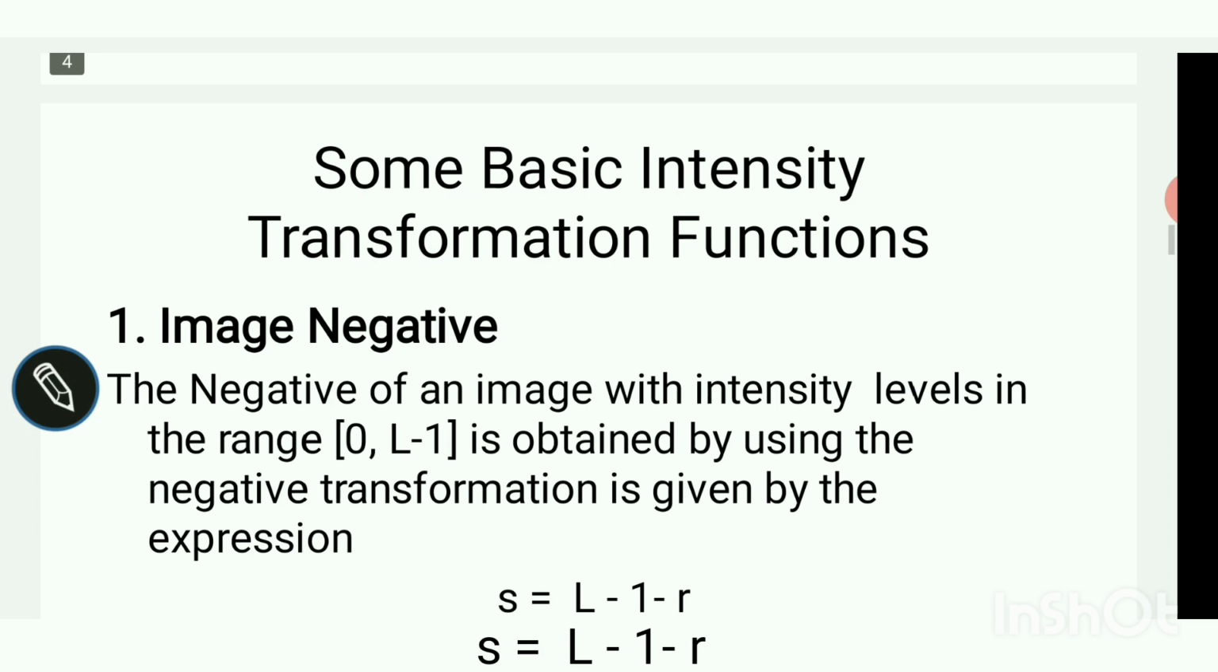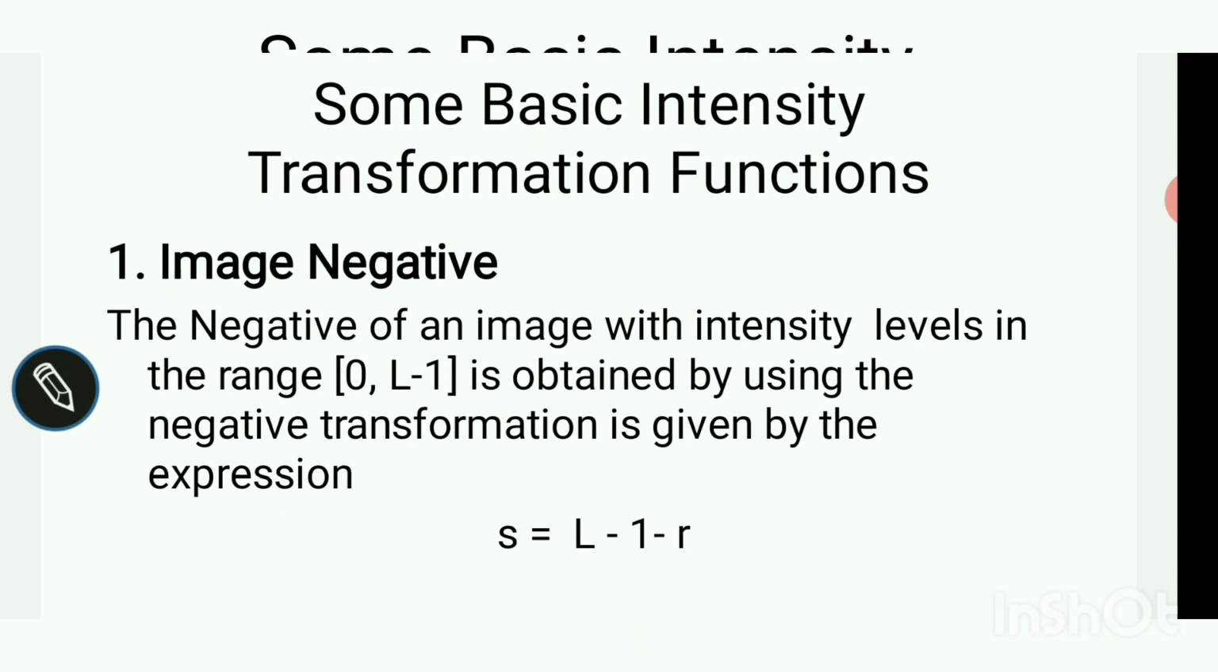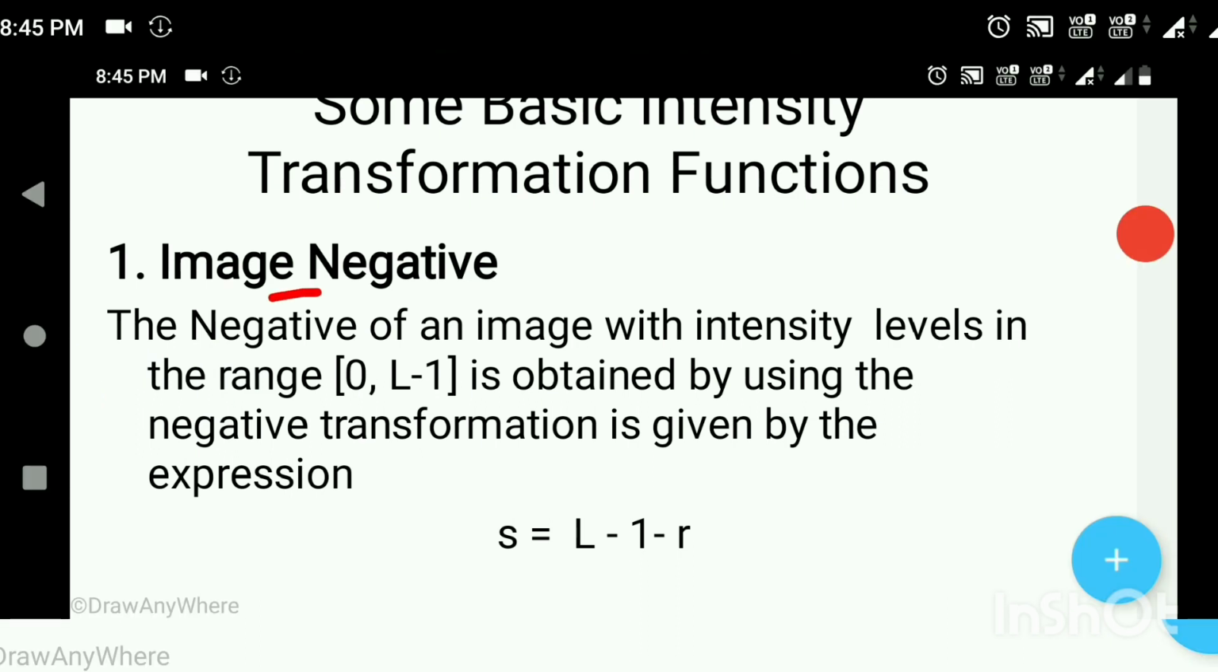The first one is image negative. Now, intensity transformations are among the simplest of all the image processing techniques. The values of the pixels just before the processing and just after the processing, let us denote as R before processing and S after processing.